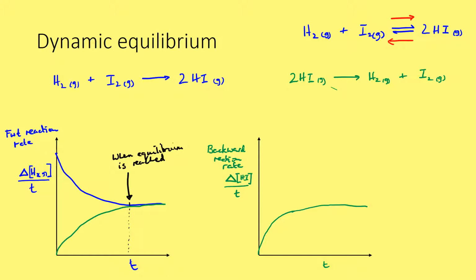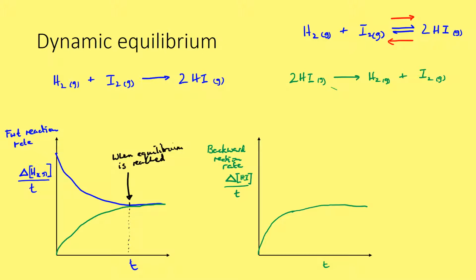But it only happens in a closed system. So what we mean by a closed system is that nothing can get in or out. If it's an open system, then some of your product will escape, and you'll probably never reach equilibrium. So we're talking about a closed system here, and so this defines a dynamic equilibrium.